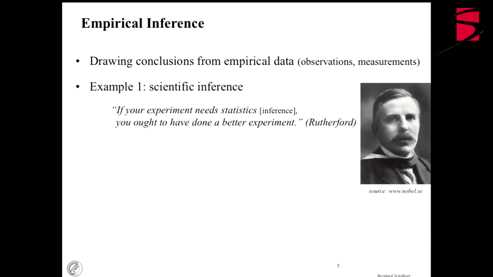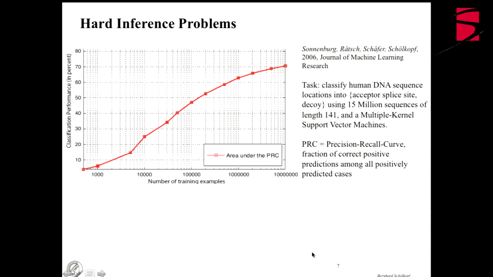It turns out that learning and inference is playing a central role in this. And this is just one simple example of that. It's a problem from bioinformatics. Here the task is to classify human DNA sequence locations into several classes using 15 million training sequences and a so-called multiple kernel SVM. I'm not going to go into detail, but the point here is, as we increase the number of training examples, of course, performance increases. At the end, it's quite respectable, 70%, which at that time was the best available performance. But if we have small training sets, let's say we only take a few hundred, then we are essentially at chance level.